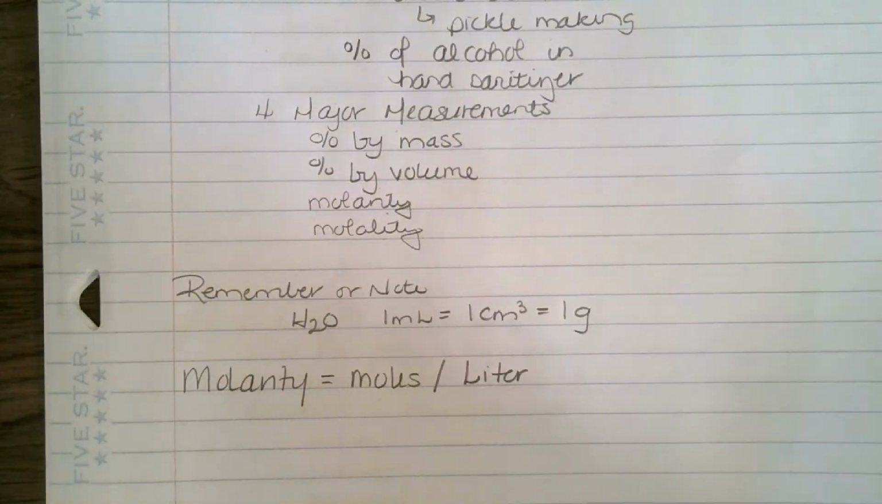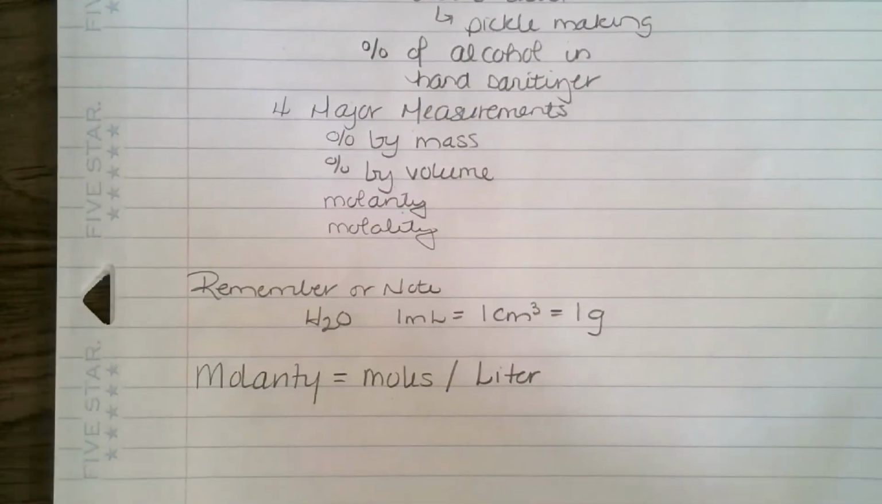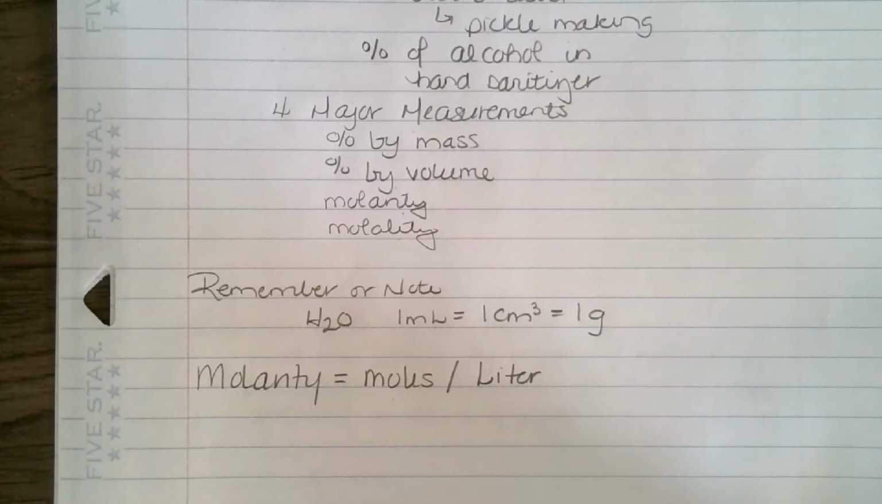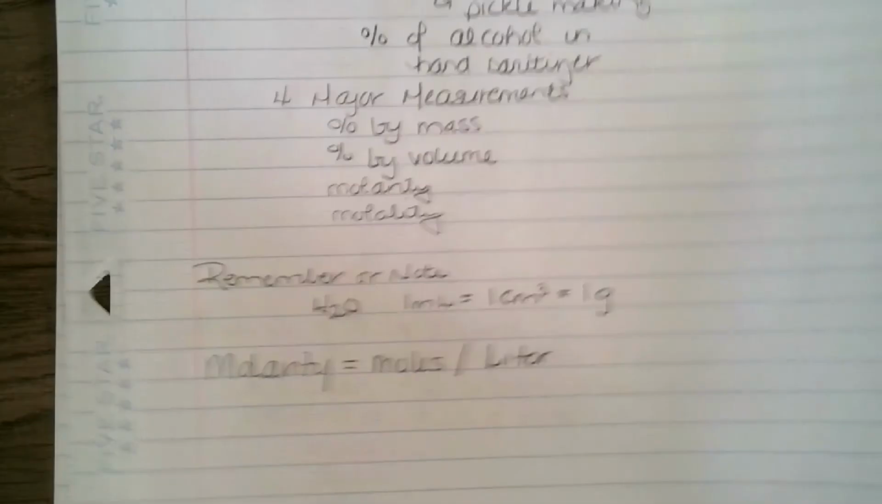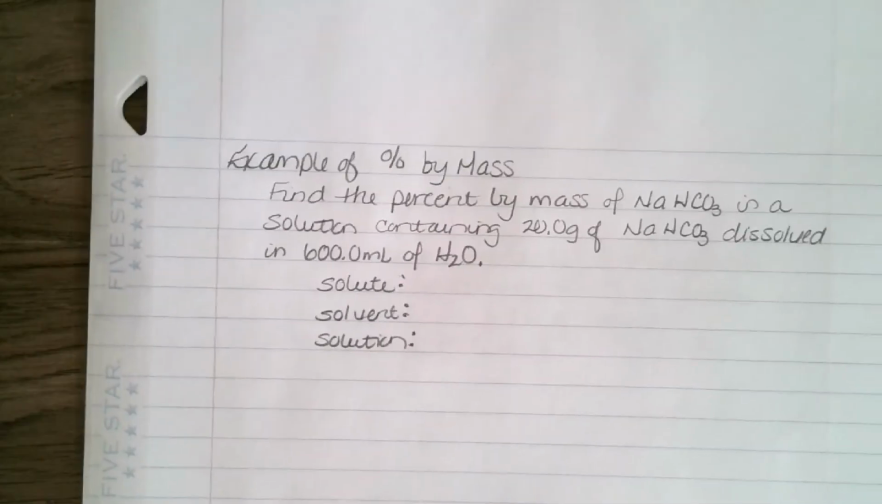So let's continue on with a practice problem. Are you ready? If you're not ready, please stop the video and get your materials, which includes a periodic table, a writing utensil, a paper, and a calculator. Thank you. So let's do the first one.